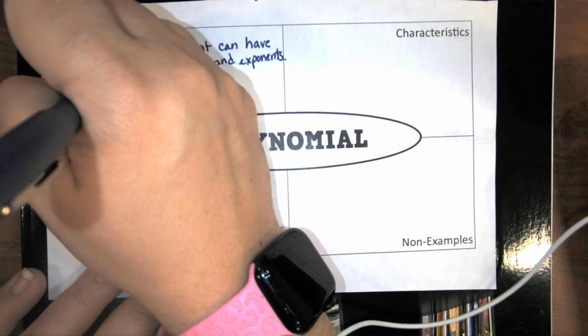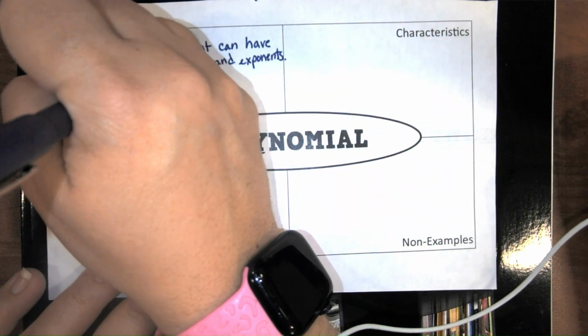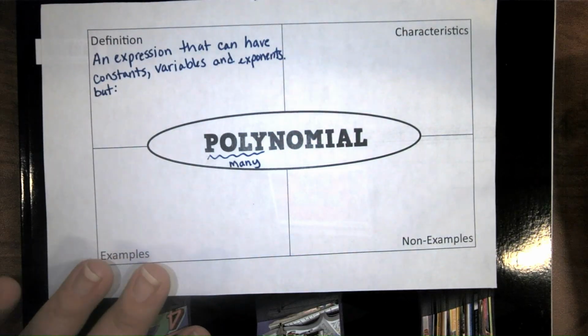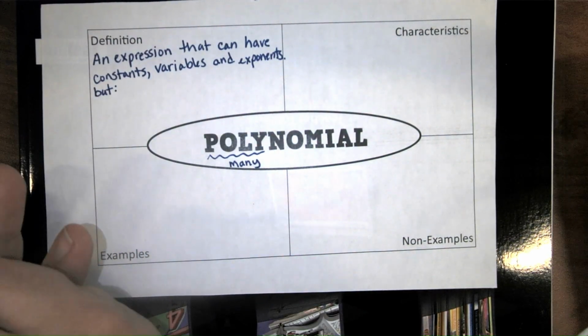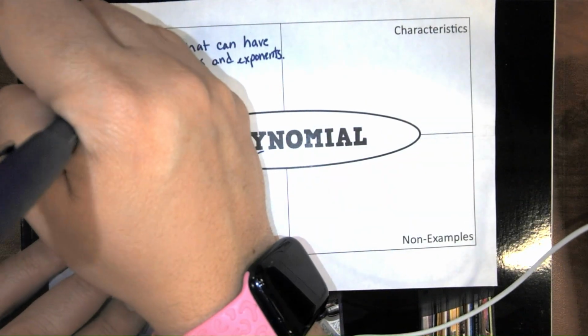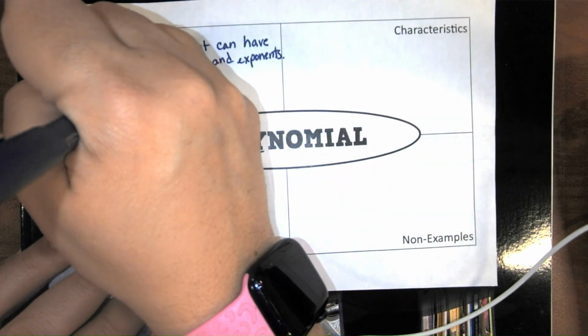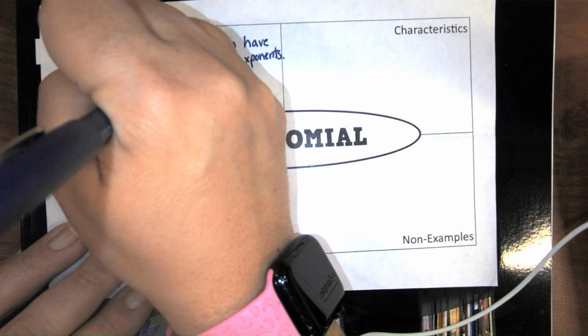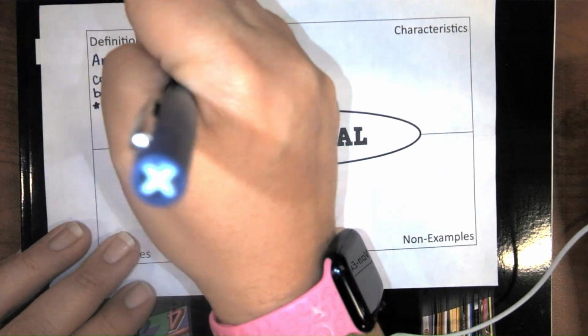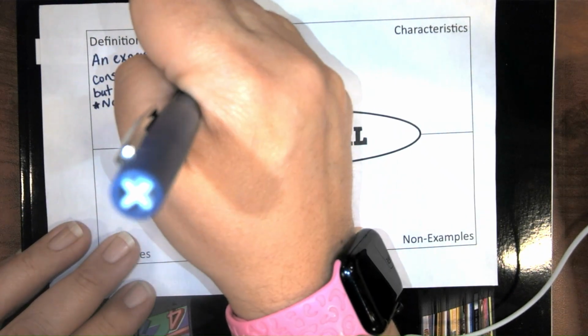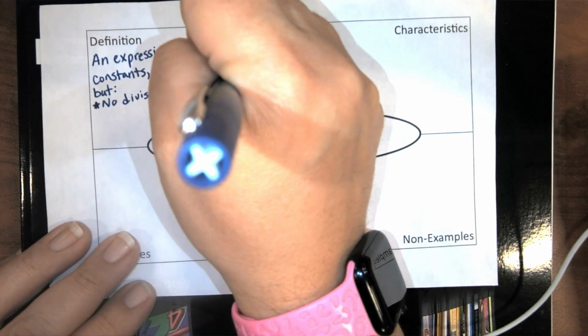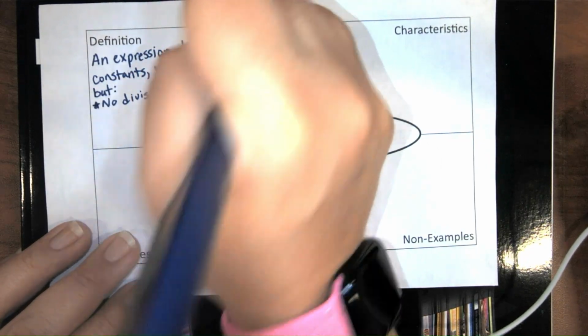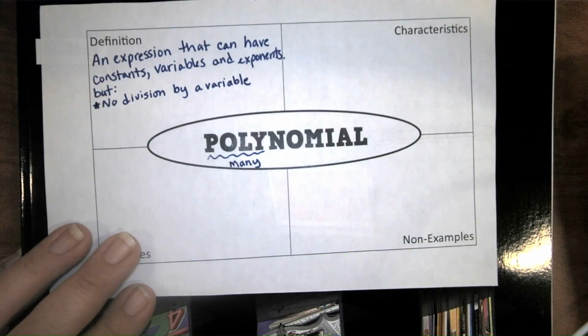But there are three things we need to know. You can have no division by a variable. No division by a variable. And we'll look at that when we do the examples.